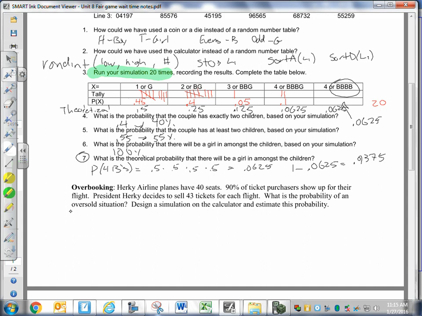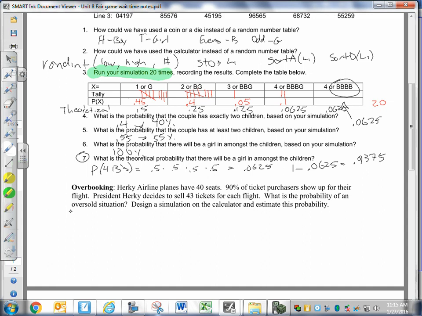The question is, what is the probability of an oversold situation? What is the probability that out of the 43 tickets sold, 2, 1, or 0 people don't show up? So that means 41 people show up, 42 people show up, 43 people show up. If 41, 42, or 43 people show up, the flight can't take off because you are overbooked.